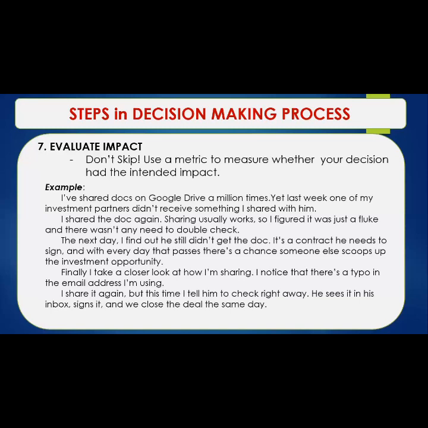Okay, just a brief recap. The first step in the decision making process, that would be describing the problem. Second is create a set of potential solutions. Third is to collect data. Fourth, evaluate each option. Fifth, choose a solution or response. Sixth, taking action, and lastly, you evaluate the impact.